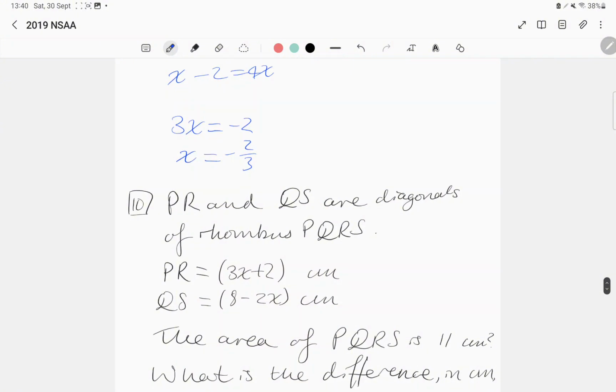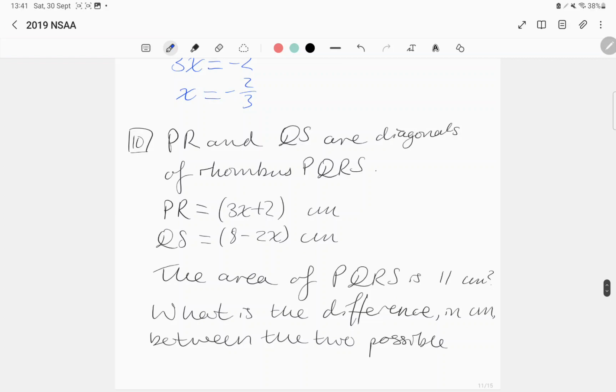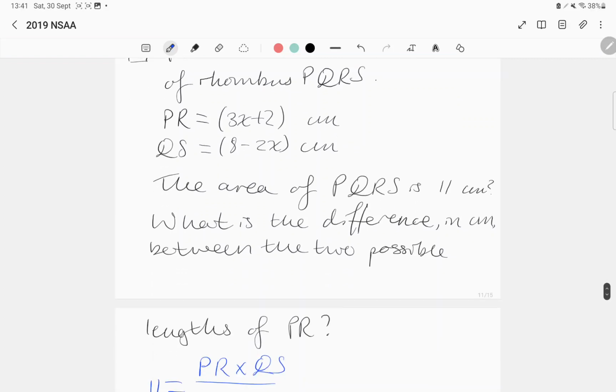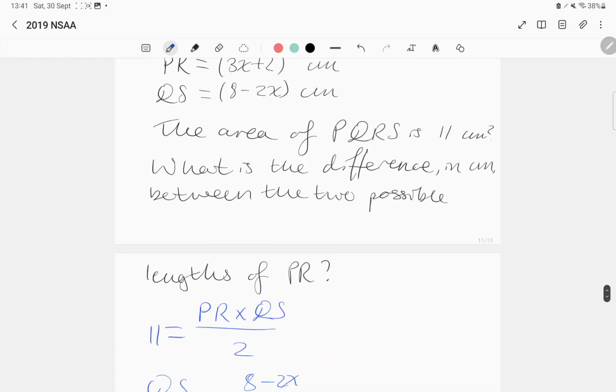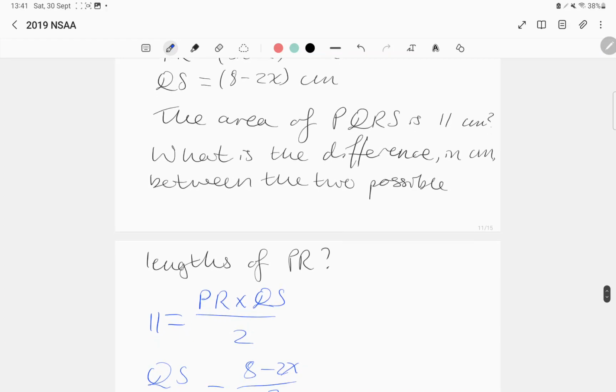Question 10. PR and QS are diagonals of rhombus PQRS. PR equals 3x + 2 centimeters. QS equals 8 - 2x centimeters. The area of PQRS is 11 centimeters squared. What is the difference in centimeters between the two possible lengths of PR?